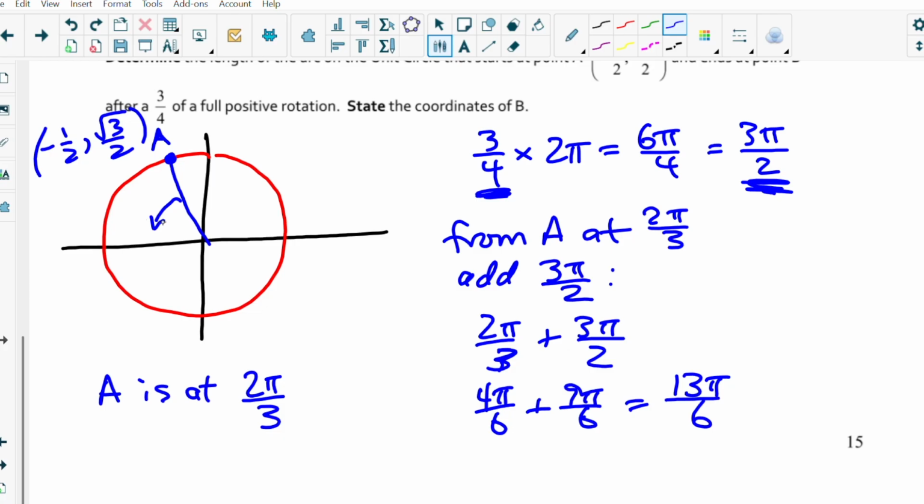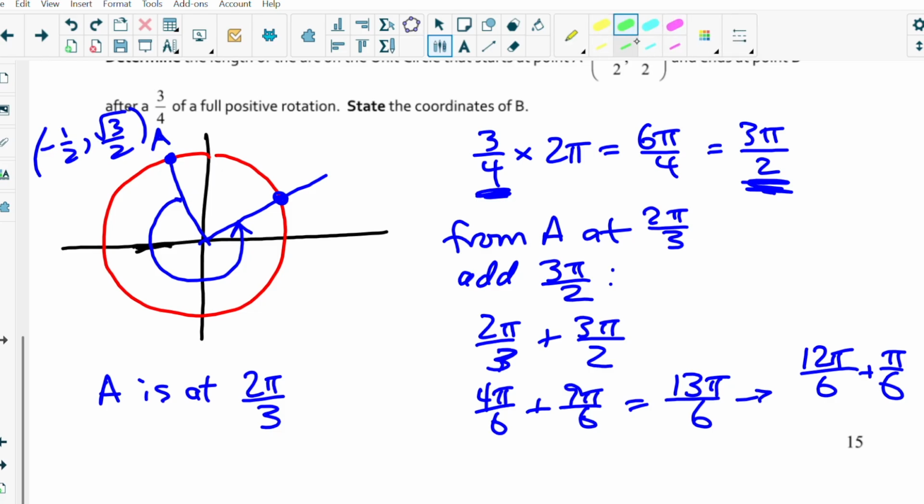So what that means is that from 2 pi over 3, so if I start here, folks, right, and I rotate from 2 pi over 3, I add 3 pi over 2, I'm going to end up at 13 pi over 6. That's like saying 12 pi over 6, which is at the 0 mark, or the 360 mark, plus pi over 6 more. So I'm going to go all the way until I meet the 360 mark, then pi over 6 more, and then that's point B.